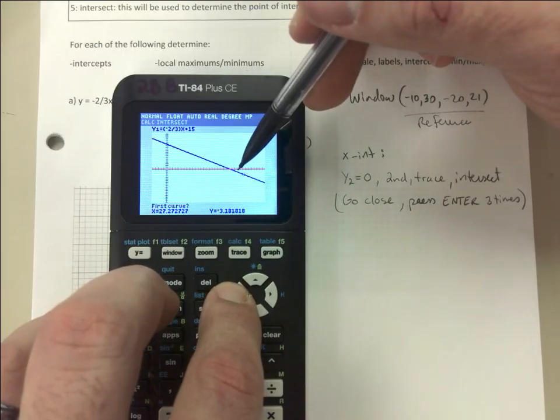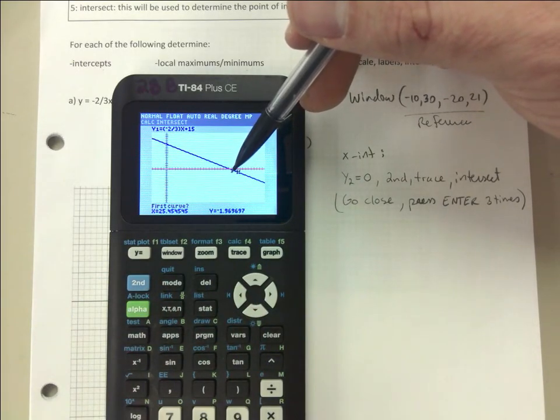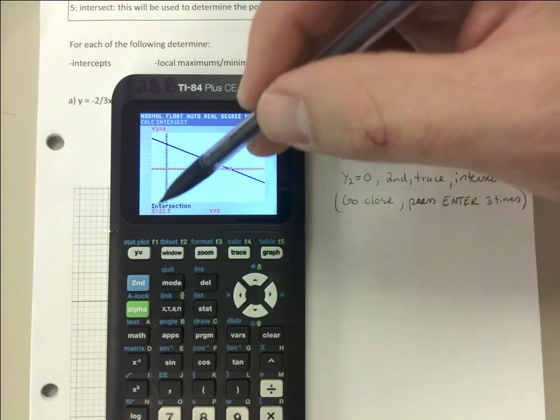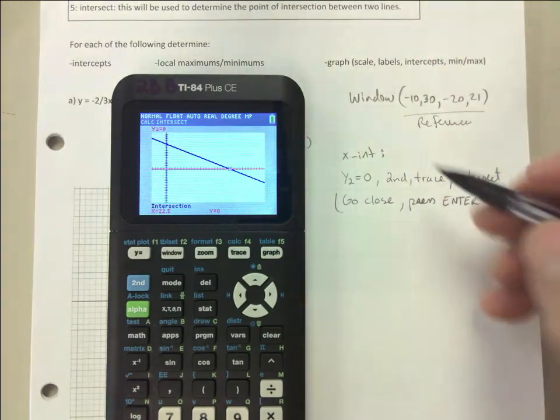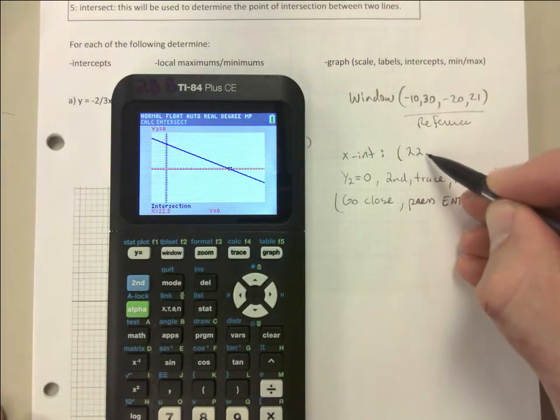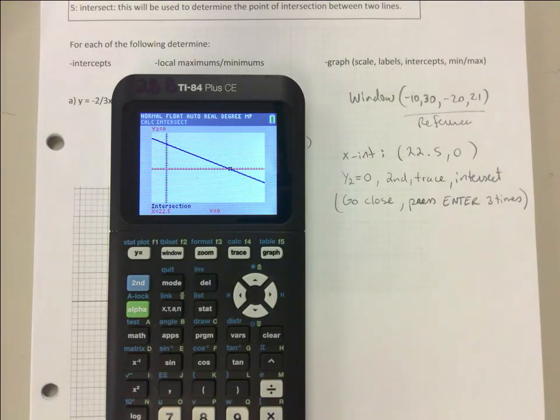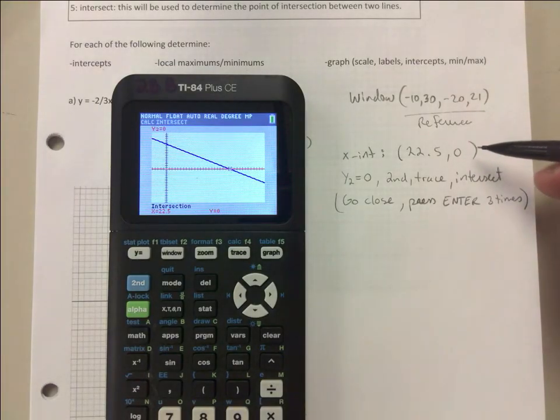Anyways, you want to get close to the intersection and then press enter 3 times. Enter, enter, enter. That is your x-intercept right there. So write that down as a coordinate. You do not need to label it on the graph as long as I see it somewhere outside that you figured that out.